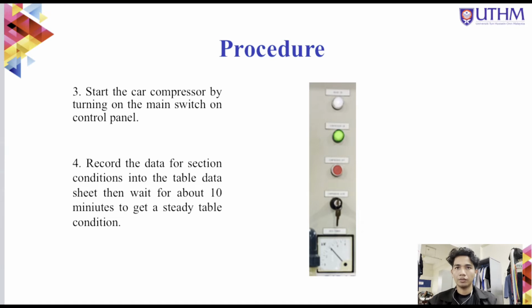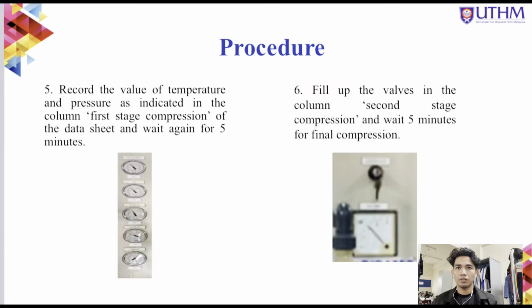Then record the data for suction condition into the data sheet, then wait for about 10 minutes to get a steady condition. Next is to record the value for temperature and pressure as indicated in the column first stage compressor of the data sheet, and wait again for 5 minutes. Number 6 is to fill up the values in the column second stage compression and wait 5 minutes for the final compression.